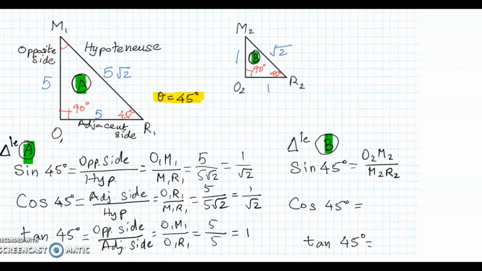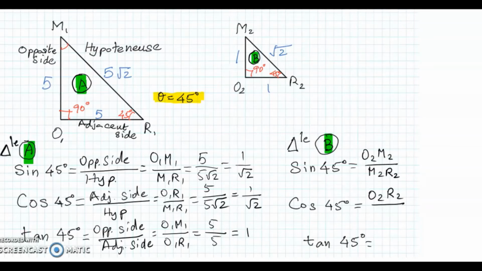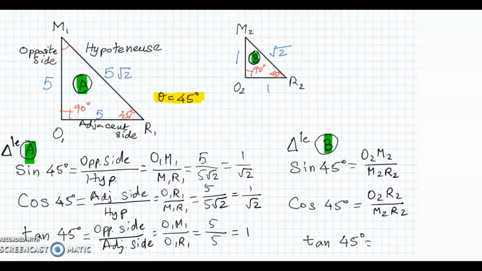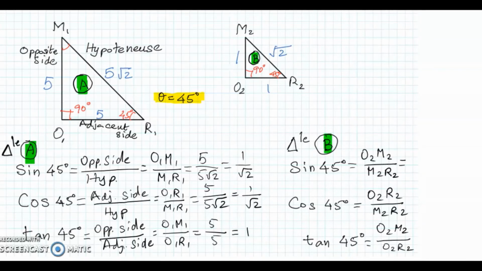Excellent. Now, can you evaluate what is cos 45? Good job. It's O2 R2 over M2 R2. O2 R2 is the adjacent side, and M2 R2 is the hypotenuse. So, adjacent by hypotenuse, O2 R2 over M2 R2. Great. Now, can you find what is tan 45 in triangle B? Yes, it is O2 M2 over O2 R2. Excellent. So now you know how to find the trigonometric ratios.